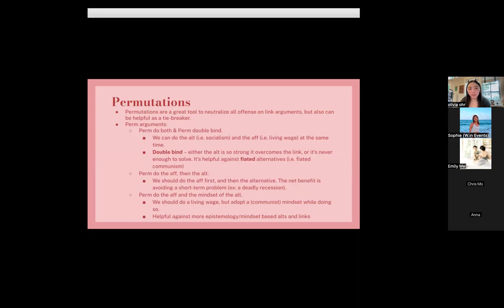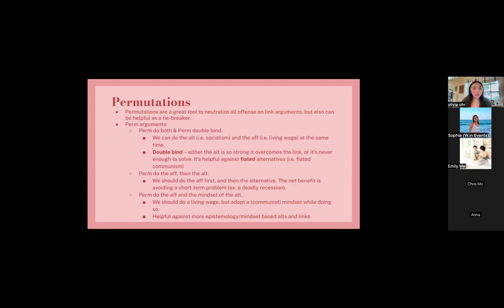Next is perm do the aff in the mindset of the alt. This is the argument that we should do a living wage, but we should adopt a communist mindset while doing so. This is less helpful against material links or links to the plan, like government redistribution bad, but it can be helpful against more epistemology and mindset based alts and links. So just keep that in mind.